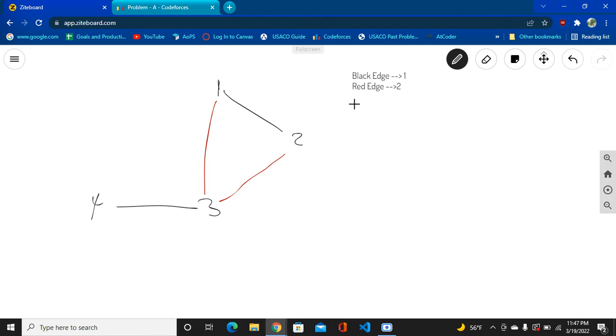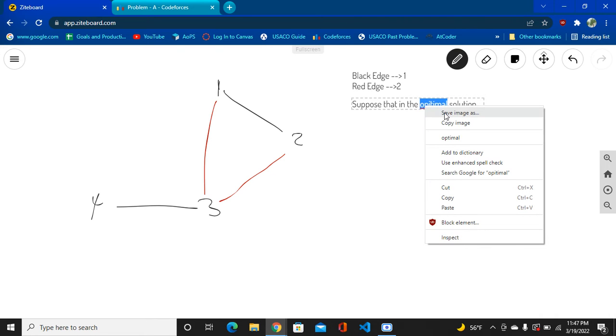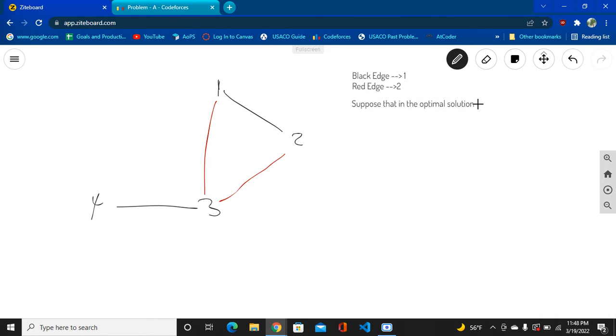I was like, suppose that in the optimal solution, the value for node 1 is x, right? This isn't invalid because we're just saying it's a variable. We don't know what it is, but we're going to say suppose that it's x.